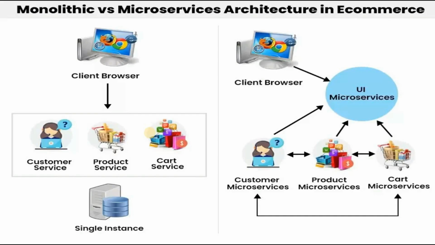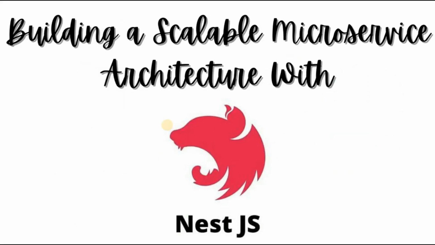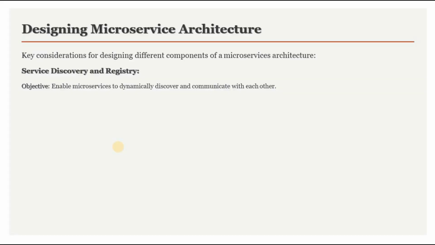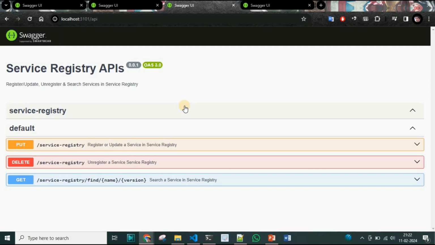I also explained the difference between the monolithic and the microservice architecture, and we started building a scalable microservice architecture with NestJS. In the first part of this building, I showed you service discovery and registry. We created a service discovery and registry using NestJS. And here is the Swagger UI, where we have all the APIs of the service registry, where a user can register or update, unregister or search a service in the service registry. You can also check the link of this video in the upper right corner.